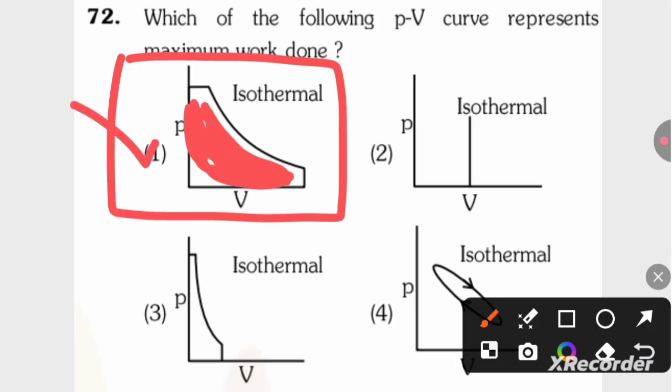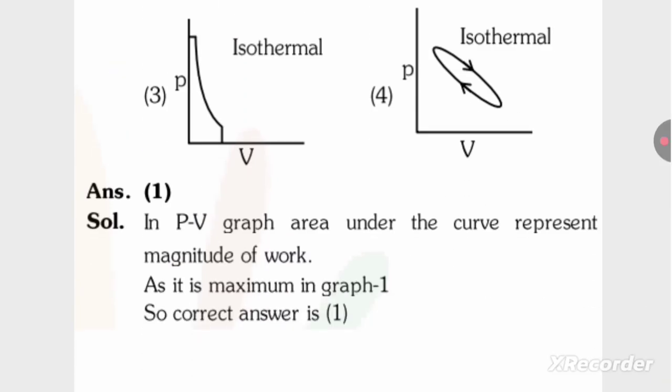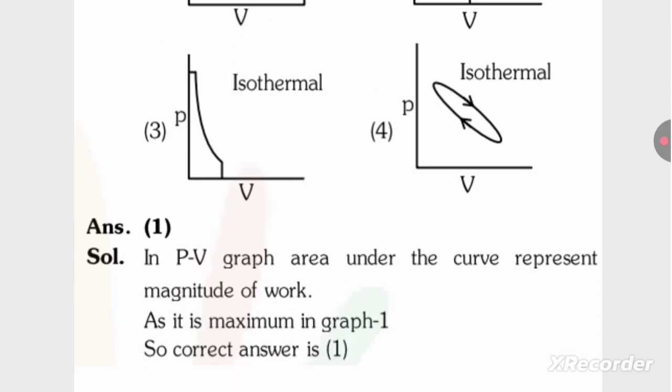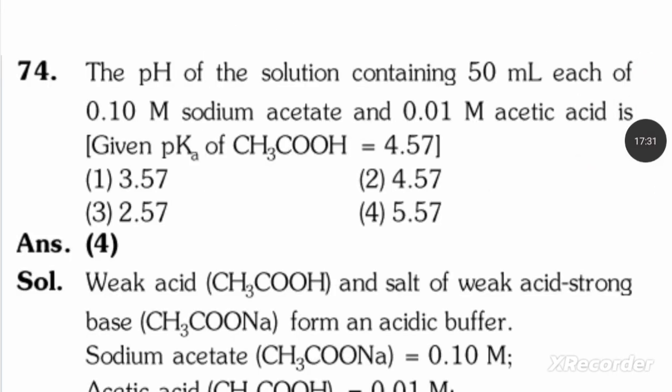So option 1 is the right answer for this question, because in a PV graph the area under the curve represents the magnitude of the work. In graph 1 we can find maximum area. That's why it has more magnitude of the work. Let us go to the next question.